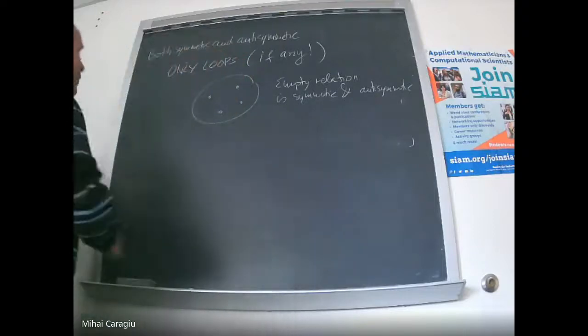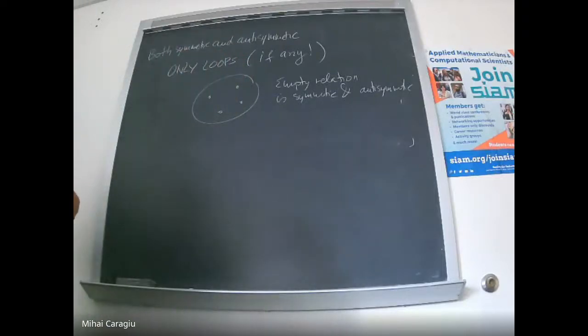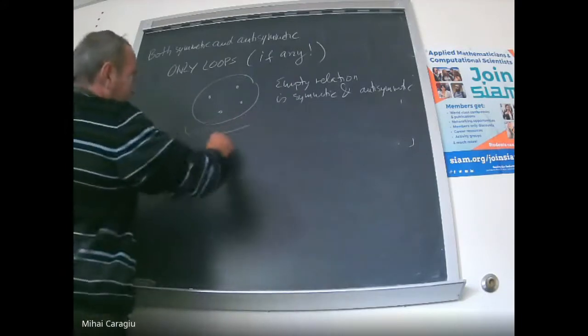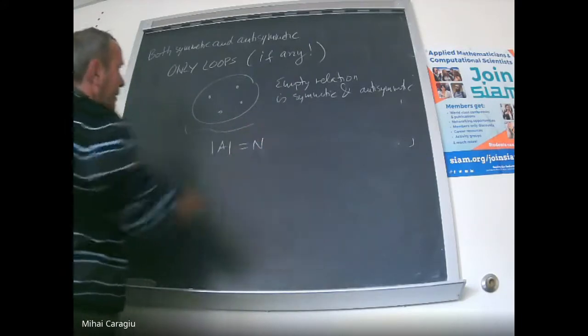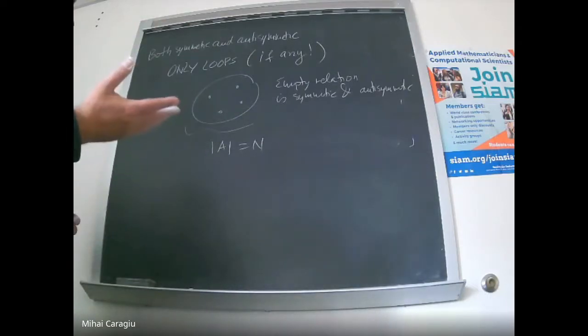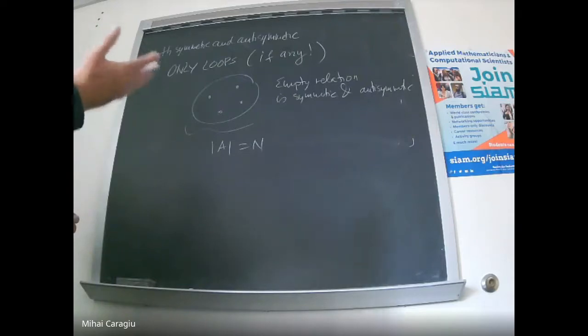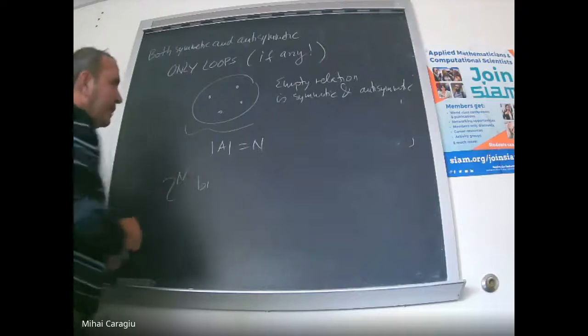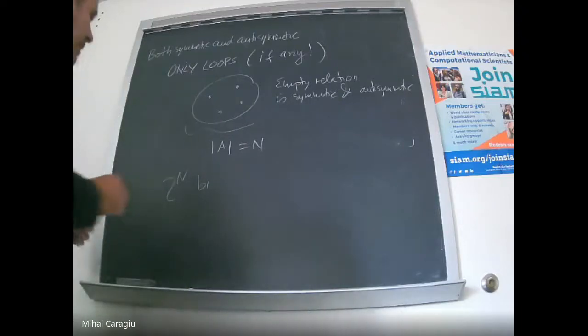As for the total number of relations which are both symmetric and antisymmetric, with n points in the set, the number of elements of A is n. For every point, either a loop or nothing, so two choices per point, choices are independent, so we get 2 to the power n relations on A which are both symmetric and antisymmetric.